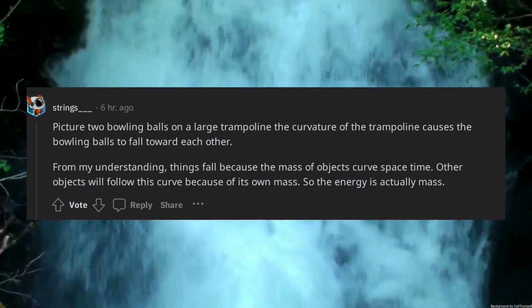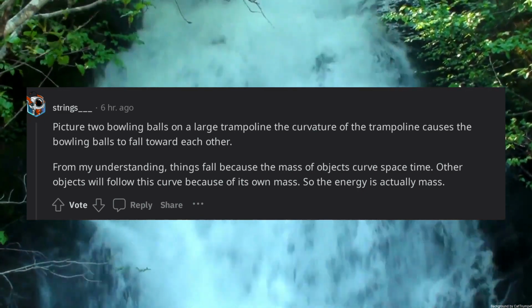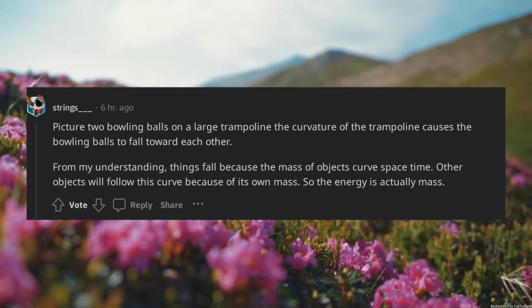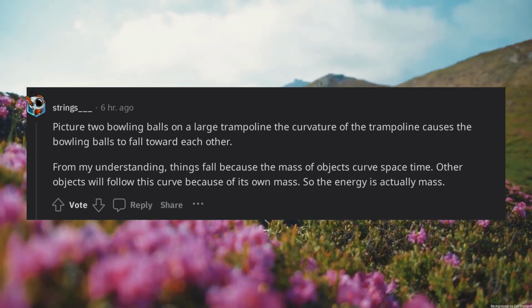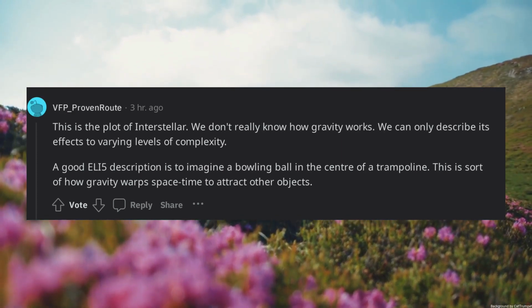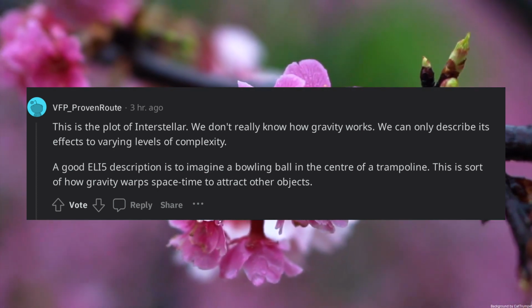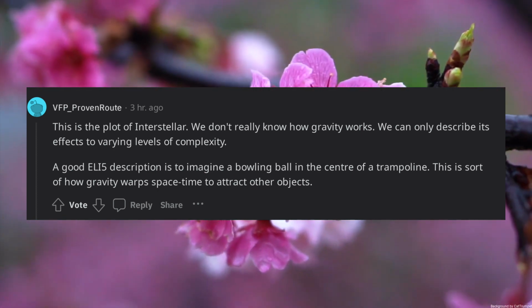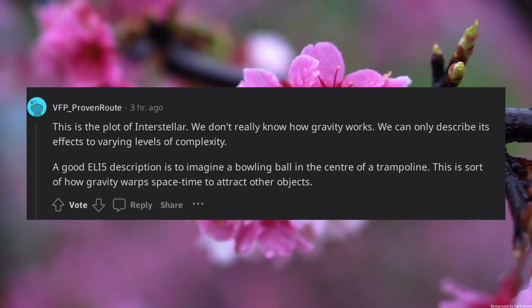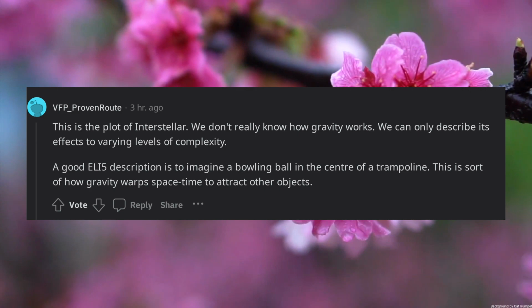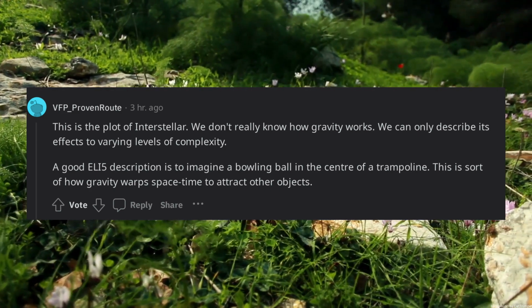From my understanding, things fall because the mass of objects curves spacetime. Other objects will follow this curve because of their own mass. So the energy is actually mass. This is the plot of Interstellar. We don't really know how gravity works. We can only describe its effects to varying levels of complexity. A good ELI5 description is to imagine a bowling ball in the center of a trampoline. This is sort of how gravity warps spacetime to attract other objects.